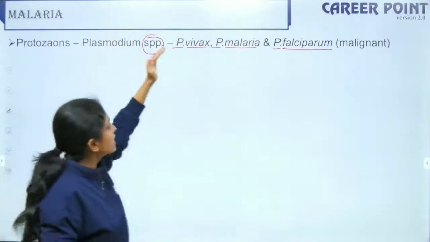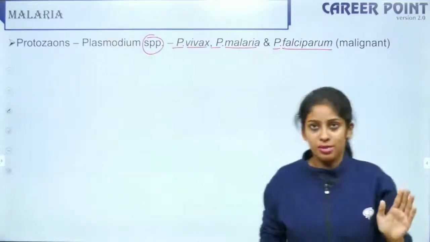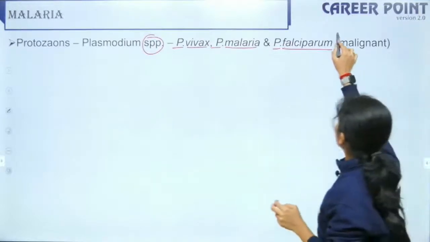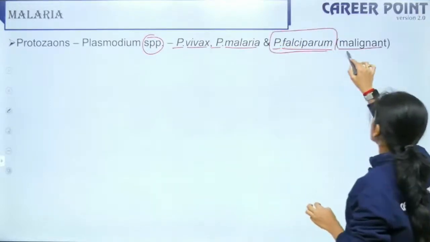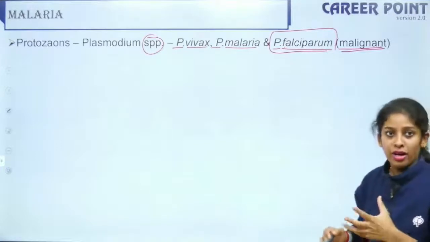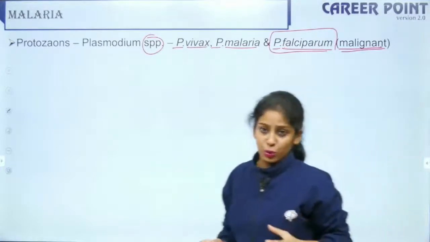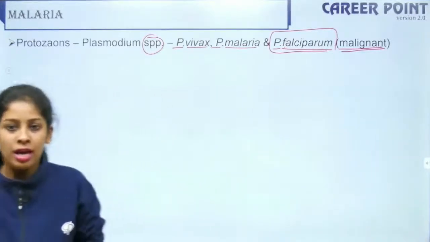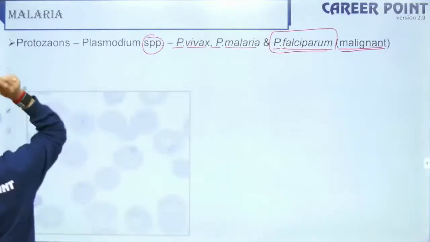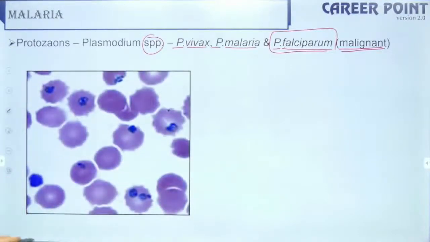So of the three types of your Plasmodium, falciparum is malignant. Malignant means severe. It can even lead to the death of an individual. Okay, yes. Thank you event horizon. So this is how your Plasmodium enters your RBC.